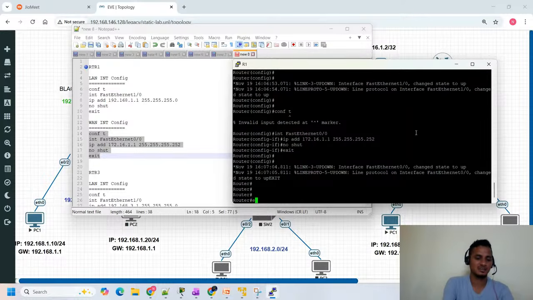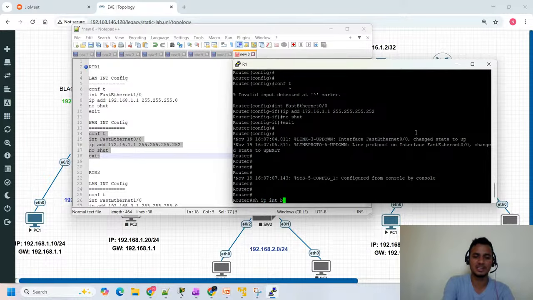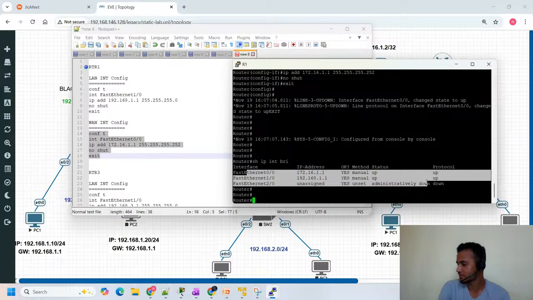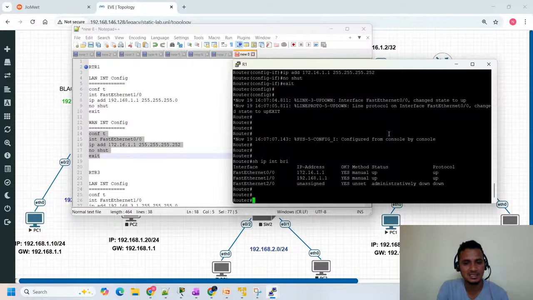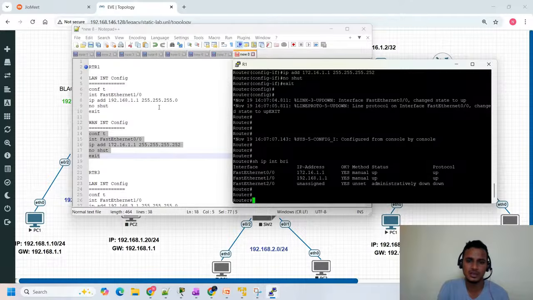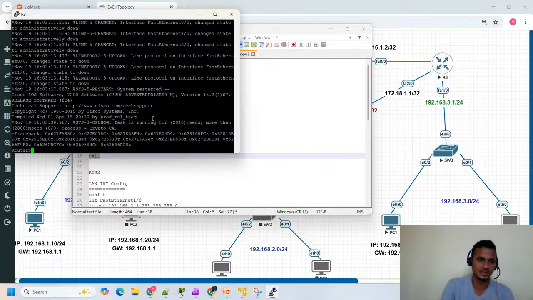Okay, so do check now. Exit. What is the command to verify? show ip int brief, right? If you see here, both the interfaces are up. That's how, guys, you do it in the CCNP or CCIE labs, right? That's how it used to be. Okay, so in router 1 the basic configuration is done.